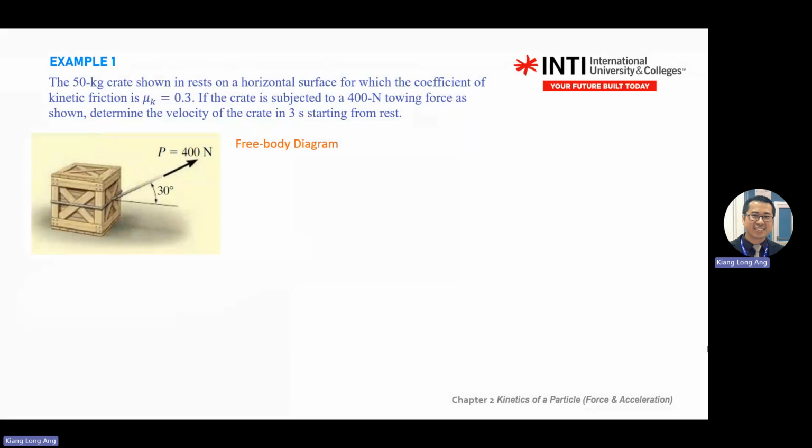So chapter 1, example 1: you have an object of 50 kilogram resting on a horizontal surface with coefficient of kinetic friction mu k equal to 0.3. If the crate is subject to a 400 Newton force as shown in the figure, with an angle there, determine the velocity of the crate in 3 seconds starting from rest.